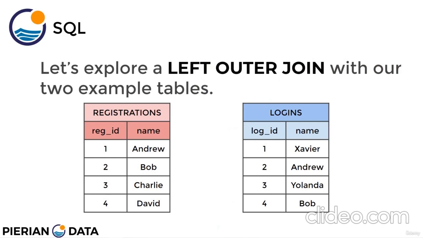So let's explore a left outer join with our two example tables. Here we have registrations and logins.